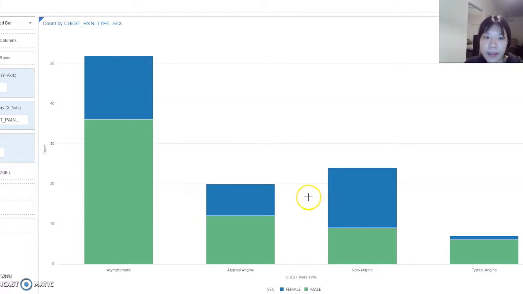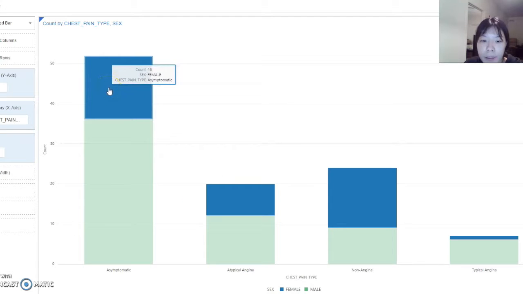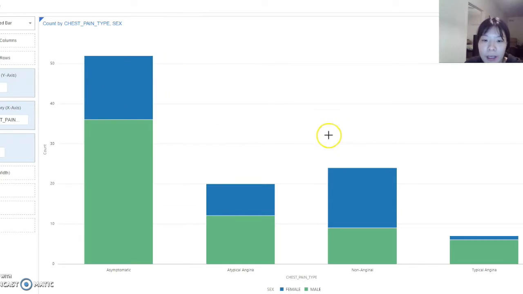This is my second dashboard. This stacked bar chart counts the composition of different types of chest pain between male and female. On the whole, most prediction groups show asymptomatic chest pain. In addition, the other three types of chest pain show the angina was more common in males than females.